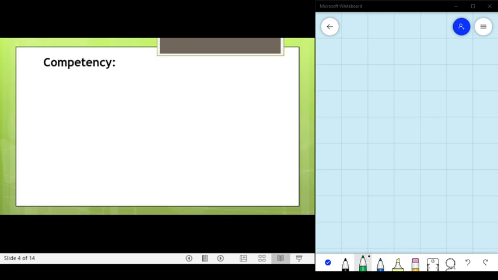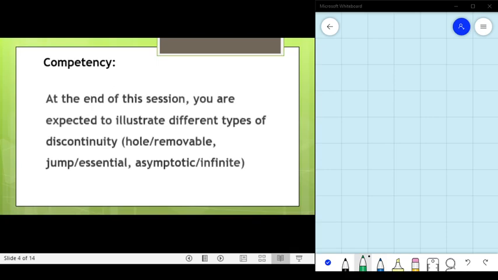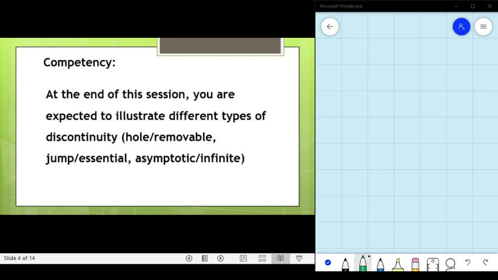The competency. At the end of this session, you are expected to illustrate different types of discontinuity: hole or removable, jump or essential, asymptotic or infinite.